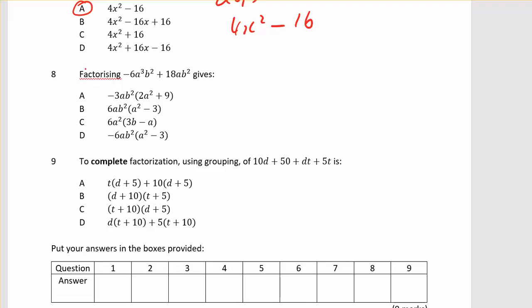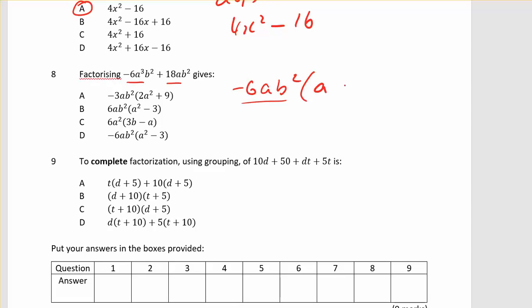Factorize this. What do these share in common? They both go into a factor of 6, so negative 6. I'll take the negative 6 out. They both go into a, and they both go into b squared. So what are we left with? Negative 6ab squared times what gives you negative 6a cubed b squared? We've got the negative 6, we're missing one extra a, and we've got the b squared.